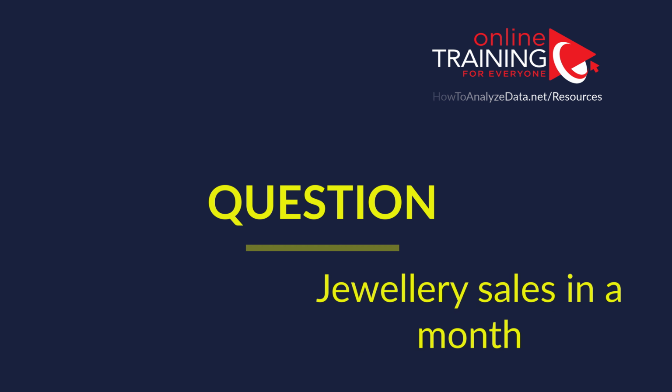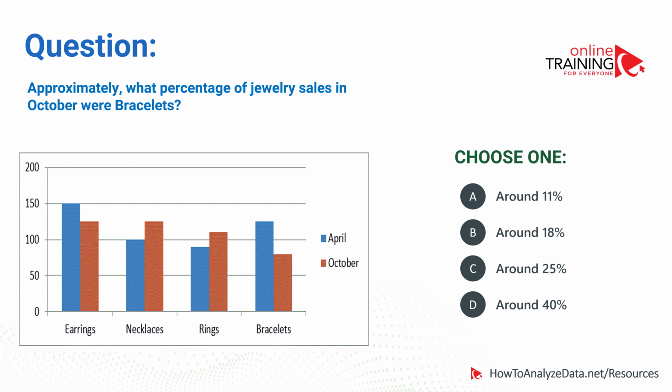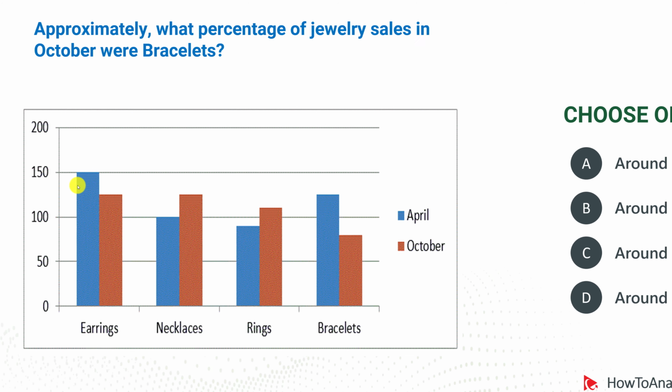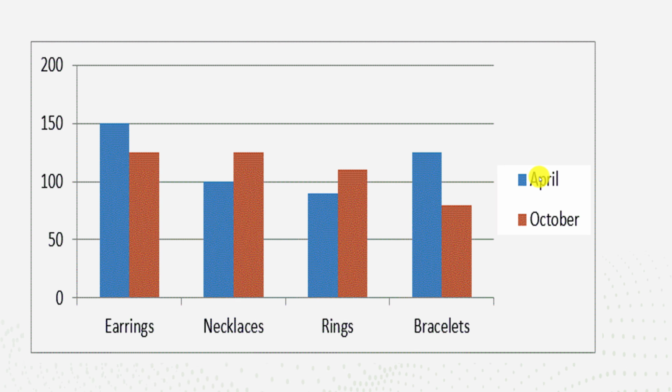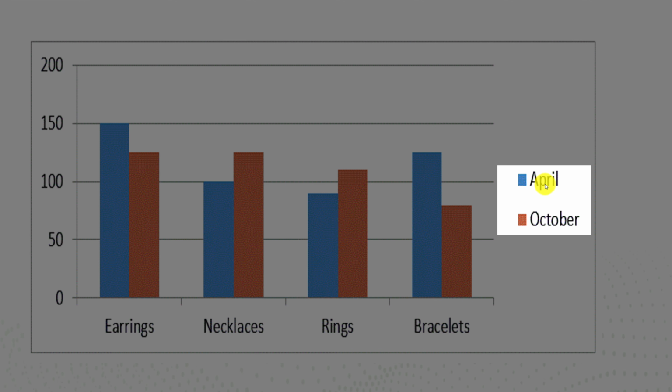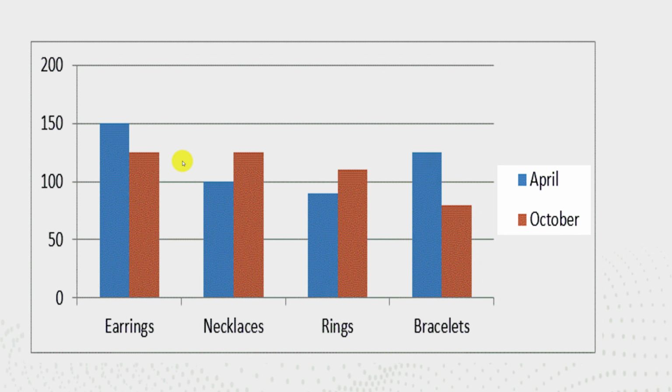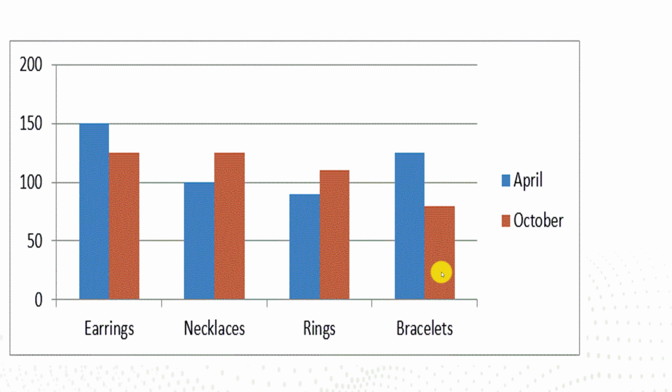Now let's look at the question which tests your knowledge of charts and graphs, math reasoning, and logical reasoning. Approximately, what percentage of jewelry sales in October were bracelets? And you're presented with a graph, which has 4 sections. Each section has 2 bars. Each bar represents monthly sales. The blue bar represents April sales for different types of jewelry, and the orange bar represents October sales for the same jewelry. For example, for bracelets, April sales are approximately 125 items versus October sales of approximately 80 items.